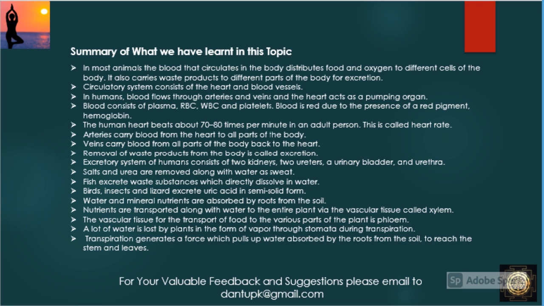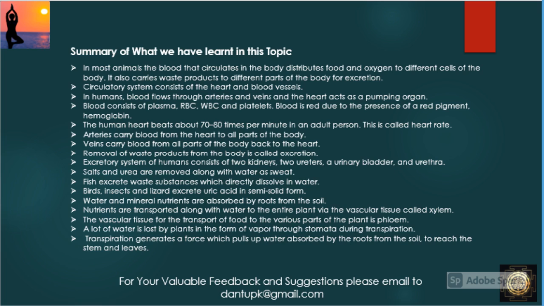Salts and urea are removed along with water as sweat. Fish excrete waste substances which directly dissolve in water. Birds, insects and lizards excrete uric acid in semi-solid form. Water and mineral nutrients are absorbed by roots from the soil. Nutrients are transported along with water to the entire plant via the vascular tissue called xylem. The vascular tissue for the transport of food to the various parts of the plant is phloem.